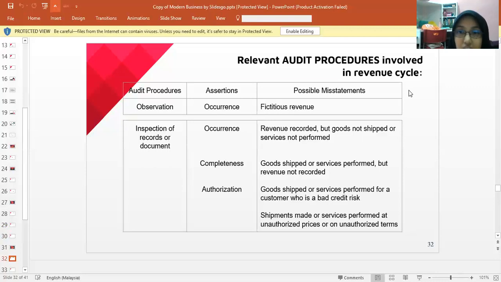For occurrence, the possible misstatement will be revenue recorded but goods not shipped or services not performed. While for completeness, it is the opposite: goods shipped or services performed but revenue not recorded. Next is authorization: goods shipped or services performed for a customer who is a bad credit risk, and shipment made or services performed at unauthorized prices or on unauthorized terms.